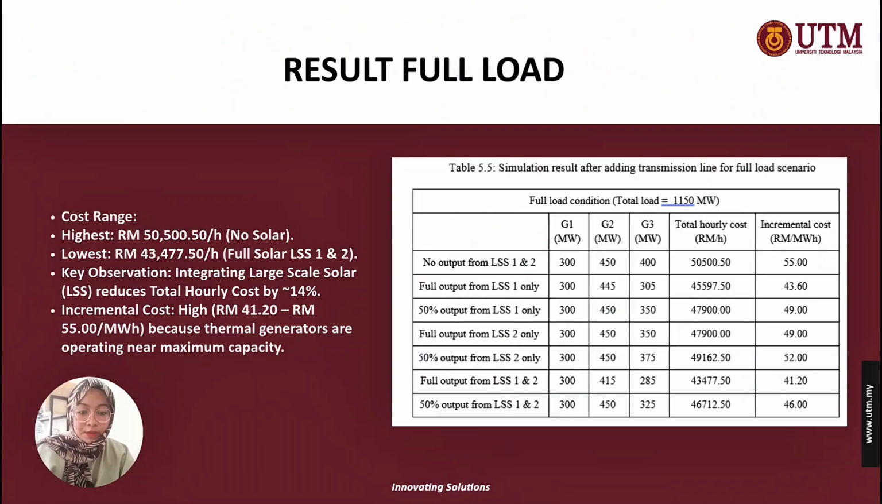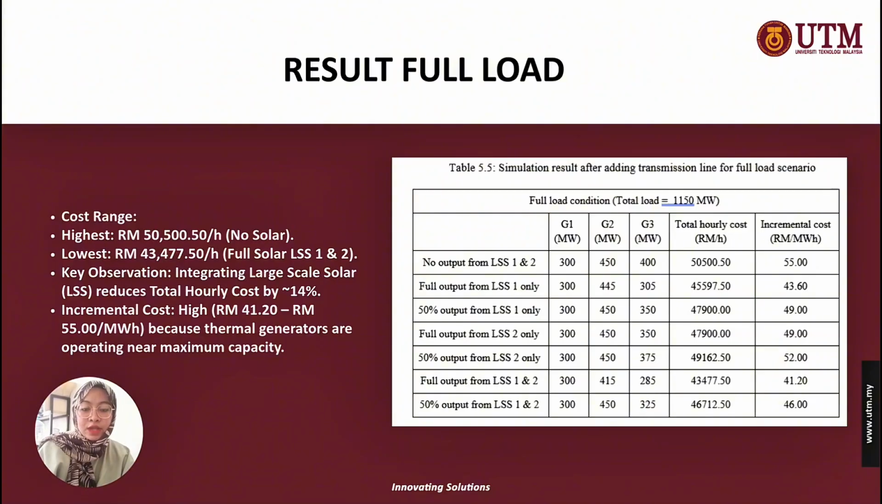Let's analyze the result for method 2, where we reinforce the grid by adding transmission lines. Table 5.5 from our report shows the data for the full load condition. Technically this method worked, the lines didn't overload. However, economically we can see a heavy reliance on the thermal generators. In the first row with no solar output, the cost peaks at roughly 50,500 ringgit per hour with a very high incremental cost of 55 ringgit per megawatt hour.